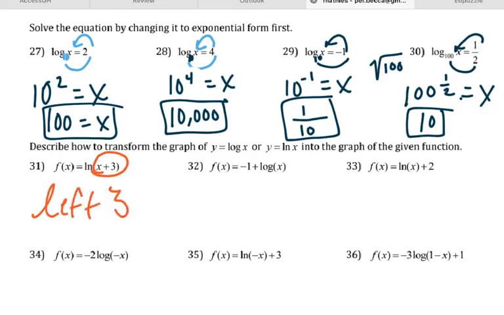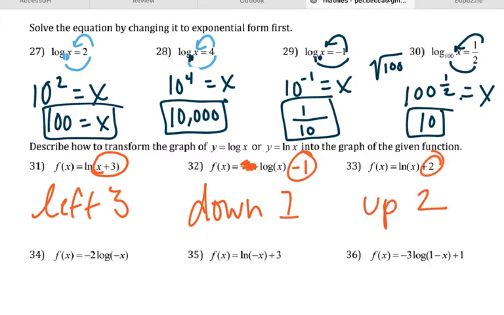This number is the same as if I said -1 in the back. -1 plus is the same as just a -1 in the back. So if it's subtracting 1 in the back, that means we're going down 1. A +2 in the back, easy, up 2.